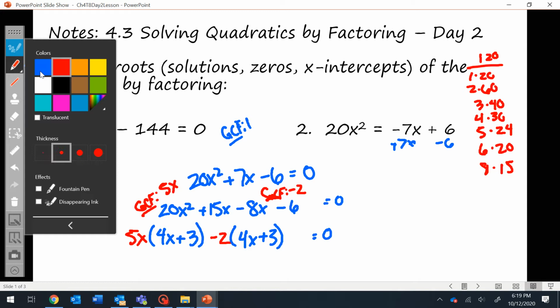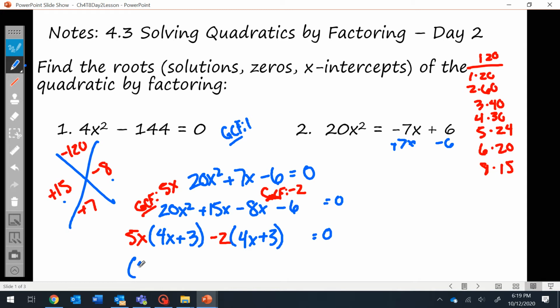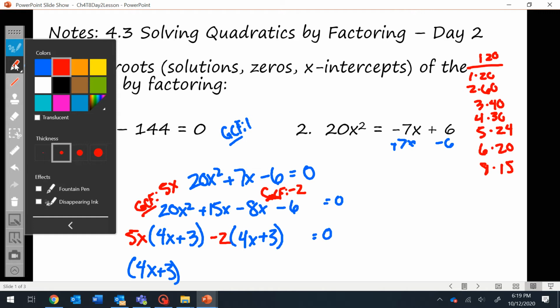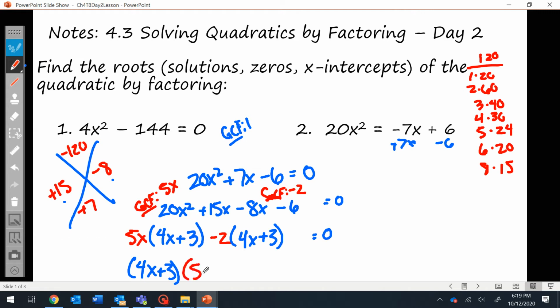They have 4x plus 3 in common. So I'm going to factor 4x plus 3 out. And what I'm going to be left with is what's in red, which is 5x minus 2, and then equals 0. Alright, so I've got the factored form of the original problem, 20x squared plus 7x minus 6. It's 4x plus 3, 5x minus 2.